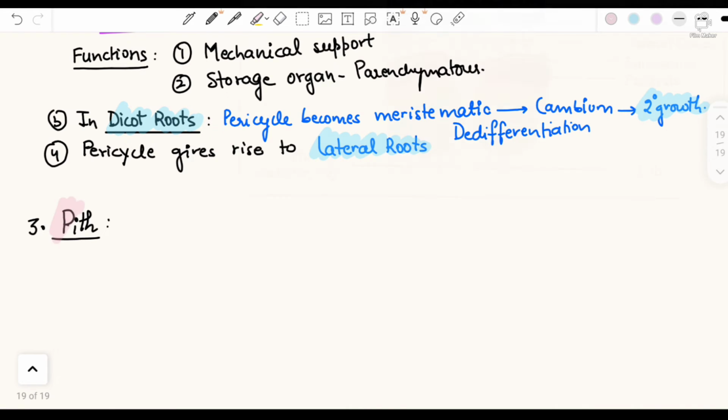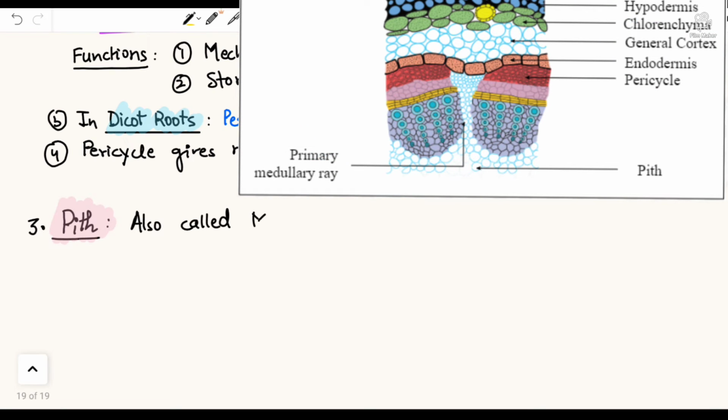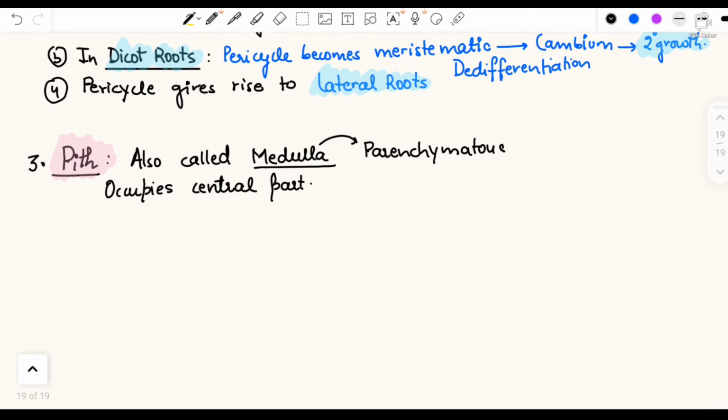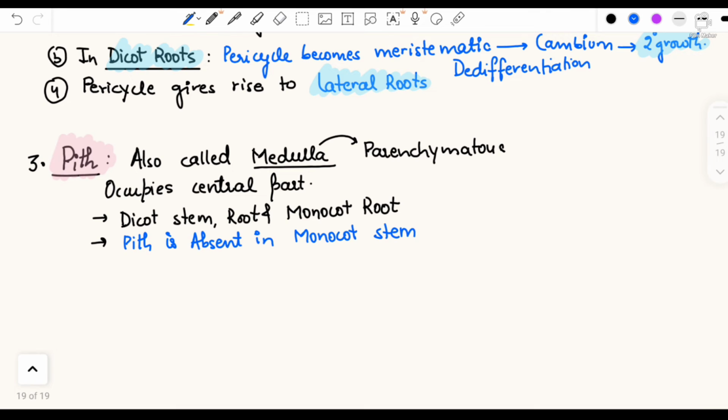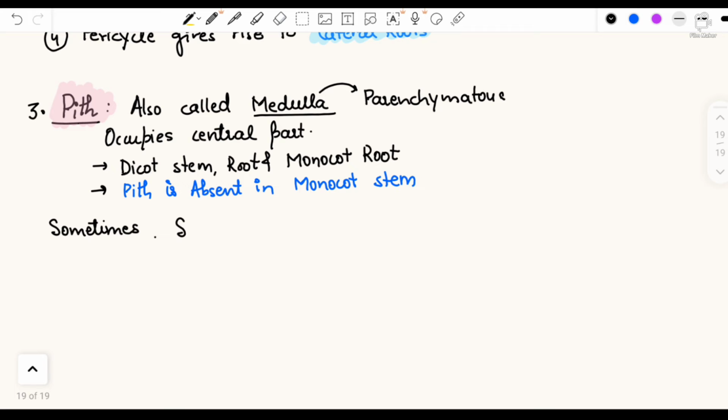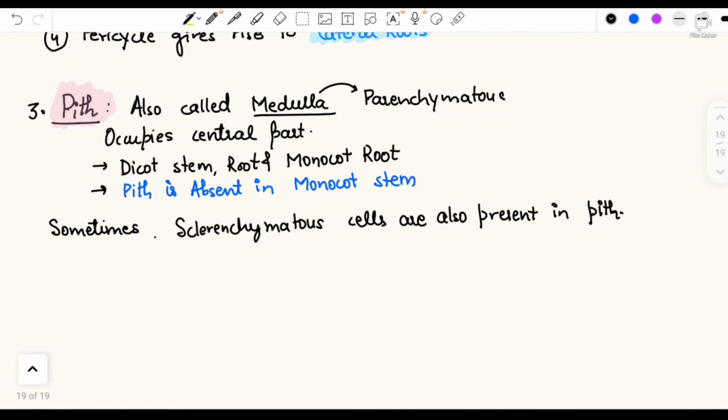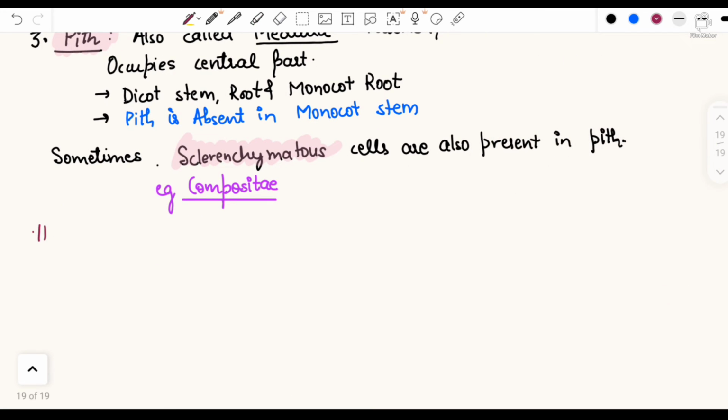Now the last zone in the ground tissue system is pith. The central-most portion is the pith. It's also called medulla, which can be parenchymatous. Intercellular spaces can be present, and it occupies the central part of a plant. The pith is present in dicot stem, dicot root and monocot root. It is absolutely absent in monocot stem. Why is it absent in monocot stem? Because monocot stem lacks the ground tissue system. We have said this so many times. But the pith can sometimes be sclerenchymatous also, and this is seen in the family Compositae. So the Compositae family has sclerenchymatous pith. Okay, this is about the ground tissue system, which comprises cortex, pericycle and pith.